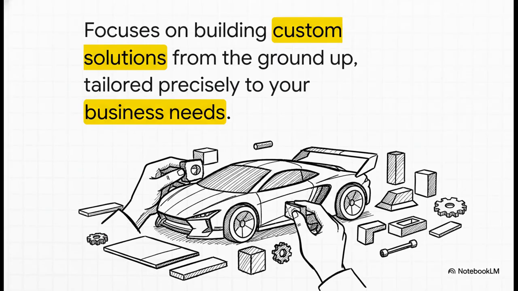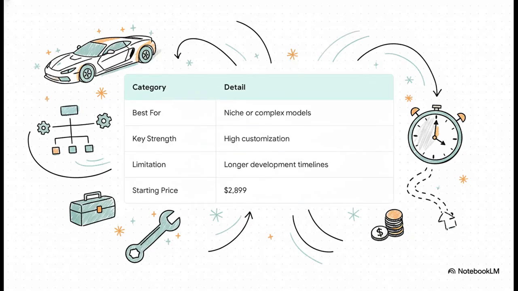Next up, we have Mira Cubes, which I think of as the custom architect. See, this isn't really an off-the-shelf product. Instead, these guys focus on building completely custom solutions from the ground up, tailored precisely to your business needs. So this is for the founders with a very, very specific vision, a niche market or a complex rental model that a standard script just can't handle. The strength, obviously, is an incredibly high level of customization. The limitation? Well, it's time. A custom build is naturally going to take longer than just deploying a ready-made script.